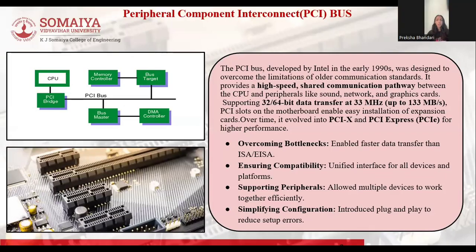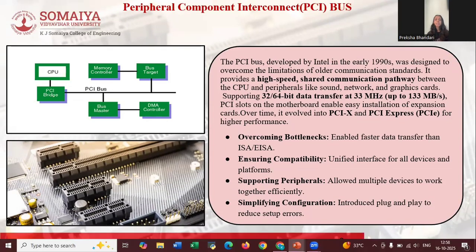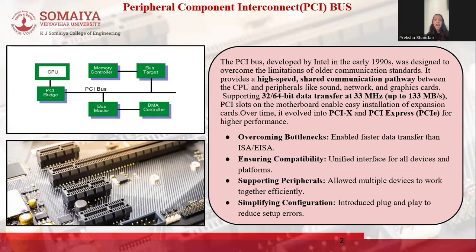Peripheral Component Interconnect, or PCI bus, the bridge that connects the CPU with various peripherals. It was developed by Intel in the 1990s to overcome slow communication in earlier buses like ISA or EISA. As you can see, the PCI bus acts like a high-speed highway carrying data between the CPU and devices such as sound, graphics, and network cards. It supports 32 or 64-bit transfers at 33 MHz, allowing up to 133 MB/s of throughput.